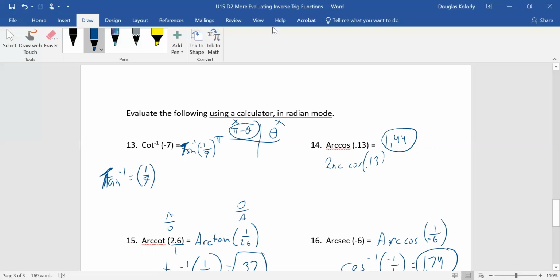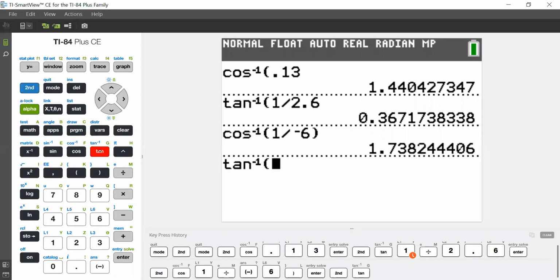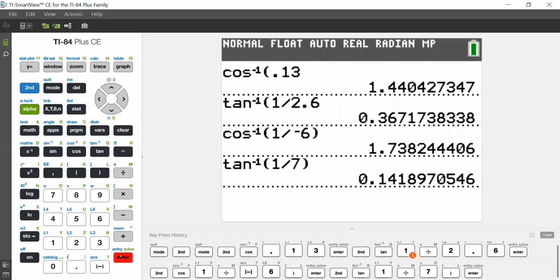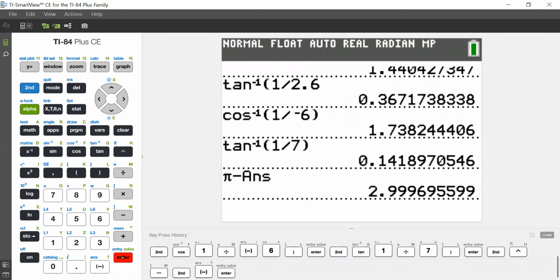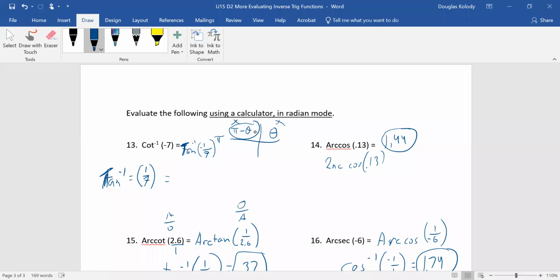So I'm going to hit second tan of +1 divided by 7. And I'll get 0.141. But it's negative. Where is cotangent negative? In quadrant 2. So I need to do second pi minus, and check this out, I could just hit second answer, and I don't have to worry about rounding it off. Hit enter, and I get 2.999. All right, so I'm just going to write 3 then, which equals 2.999, which equals 3.